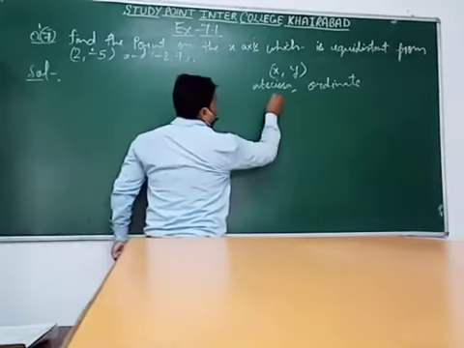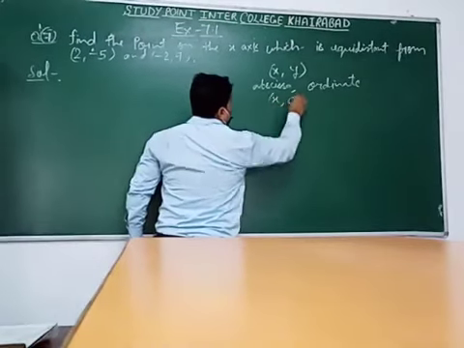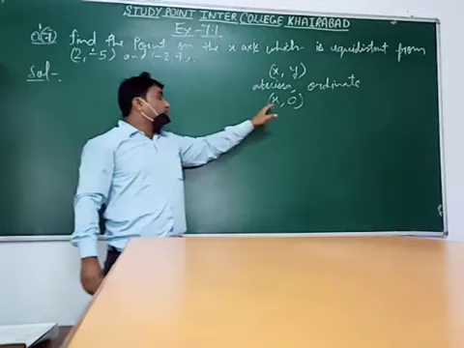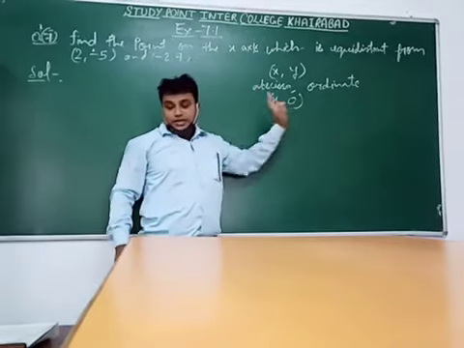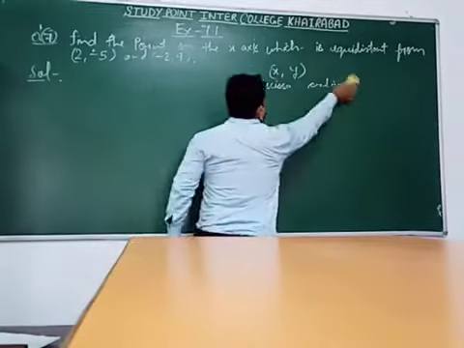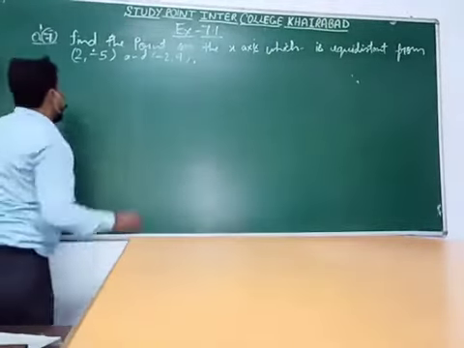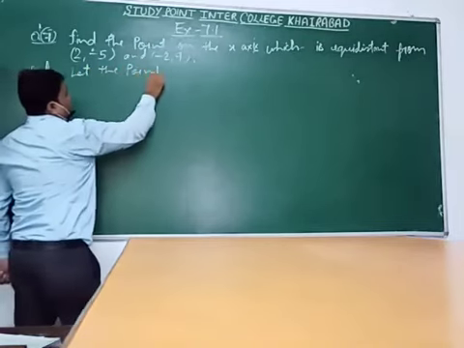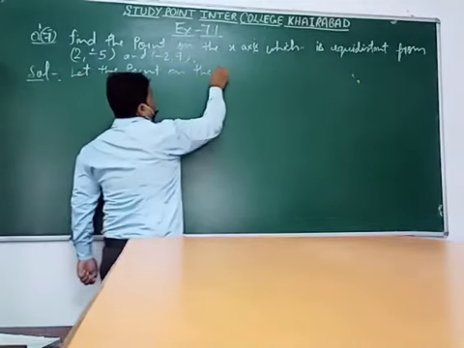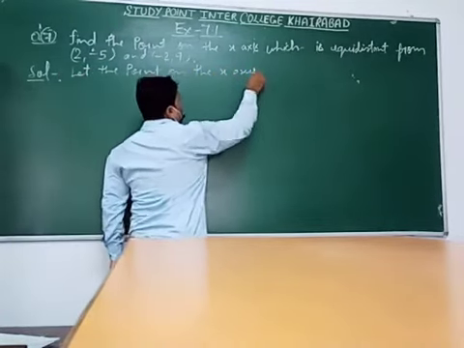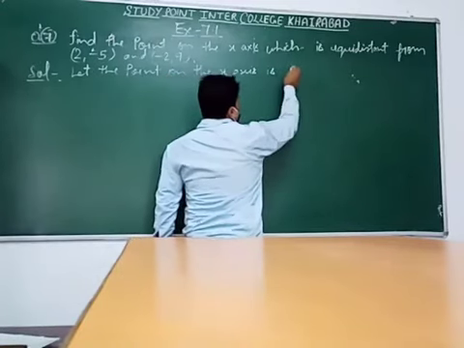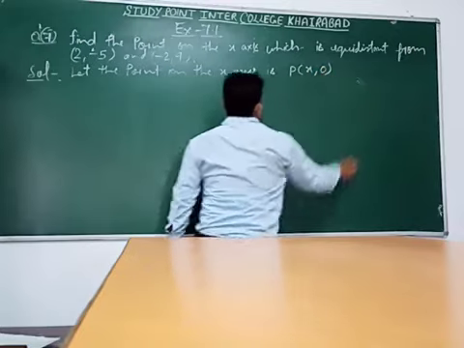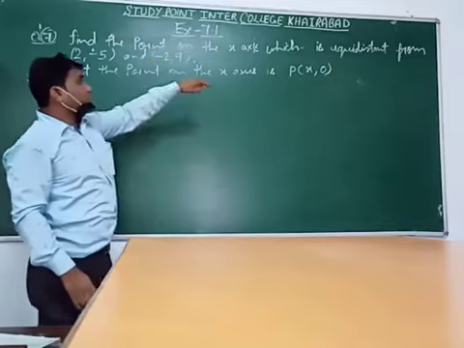So its coordinates will be (x, 0). Its abscissa can be whatever it is, but the y point will be 0. I hope you understand this. So let the point on the x-axis be P(x, 0).